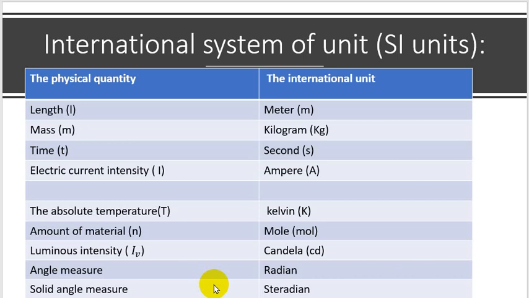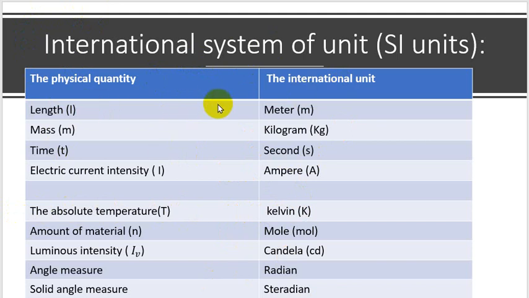In the General Conference of Weights and Measures in 1960, scientists agreed to add 4 other fundamental physical quantities to the metric system to have an international system of units, which is used in all scientific fields all over the world. The following table gives the measuring units in the international system.